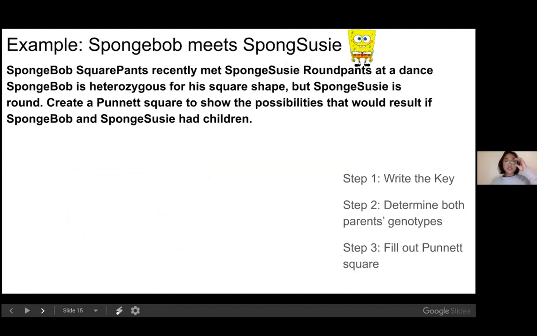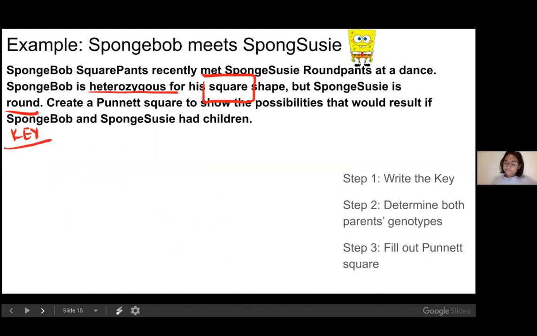All right, so SpongeBob meets Sponge Susie. SpongeBob SquarePants recently met Sponge Susie Roundpants at a dance. SpongeBob is heterozygous for his square shape, but Sponge Susie is round. Create a Punnett square to show the possibilities that would result if SpongeBob and Sponge Susie had children. So go ahead and write your key.